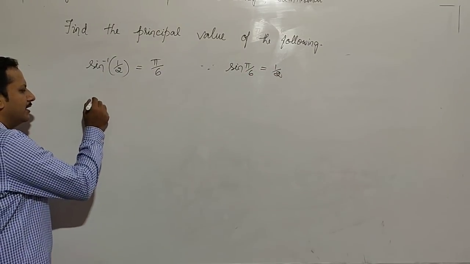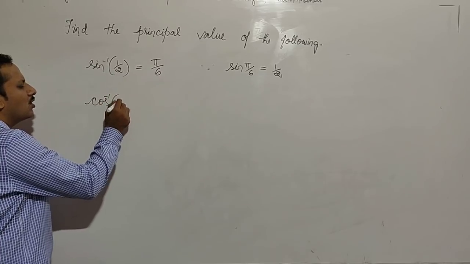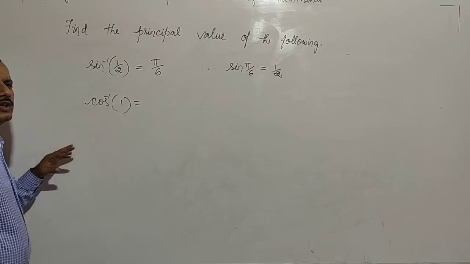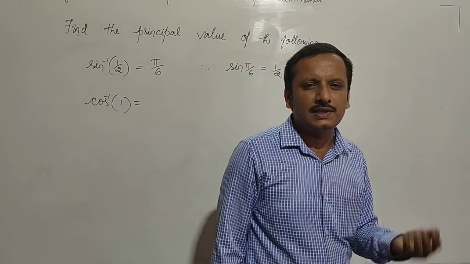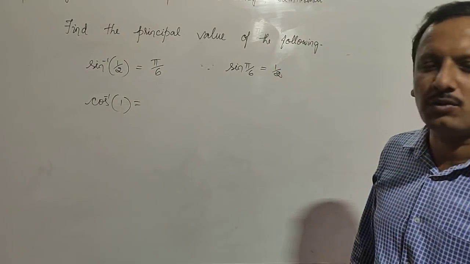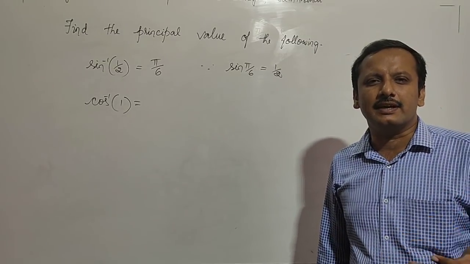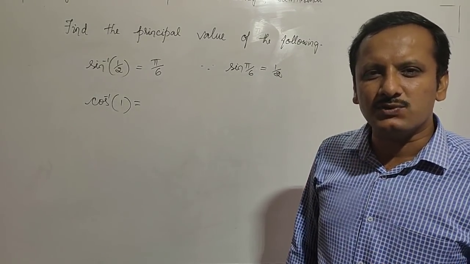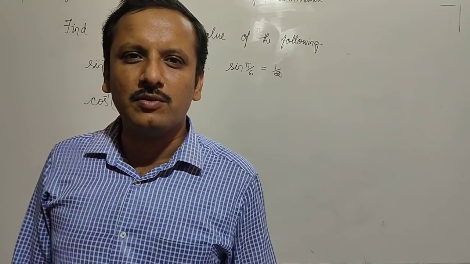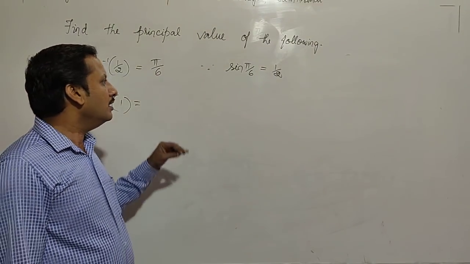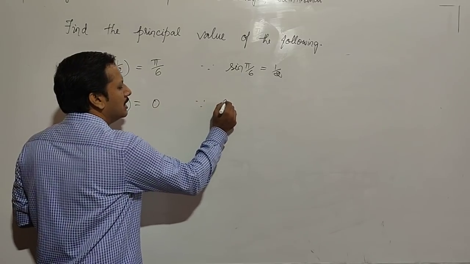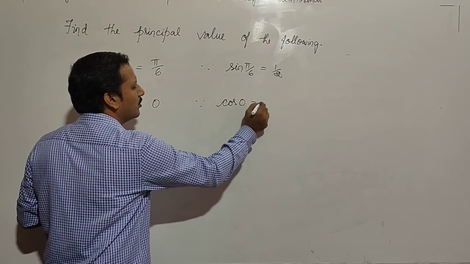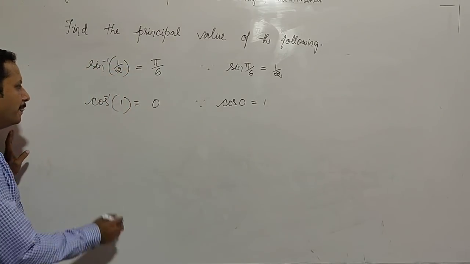Okay. Then what is the value of cos inverse of 1? Now you have to choose one angle theta such that cos theta is equal to 1. So when will cos theta become 1? As we know, cos 0 is equal to 1. Therefore, cos inverse of 1 is equal to 0, since cos 0 is equal to 1.